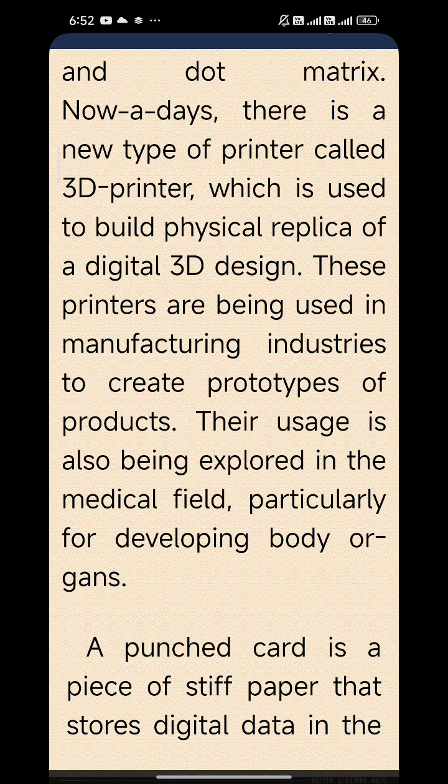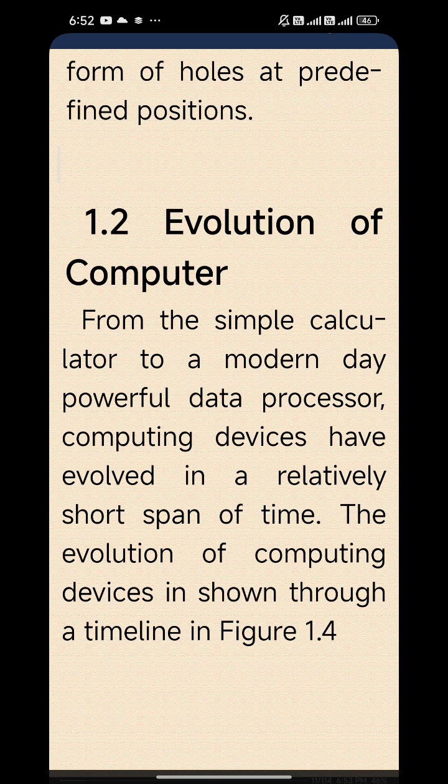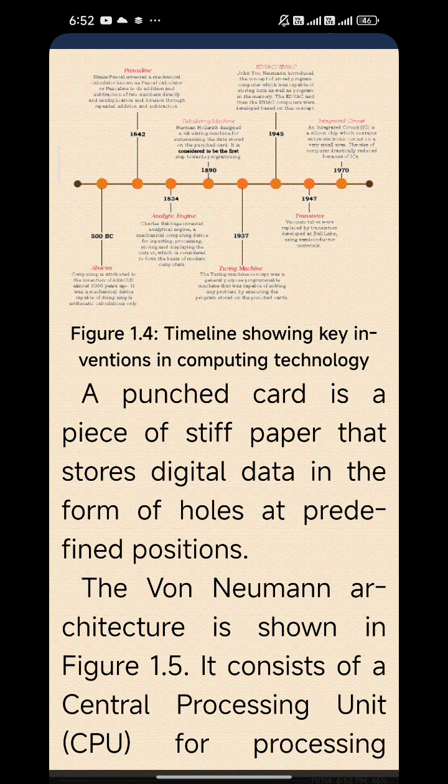A punched card is a piece of stiff paper that stores digital data in the form of holes at defined positions. 1.2 Evolution of computer: from the simple calculator to a modern day powerful data processor, computing devices have evolved in a relatively short span of time. The evolution of computing devices is shown through a timeline in Figure 1.4.